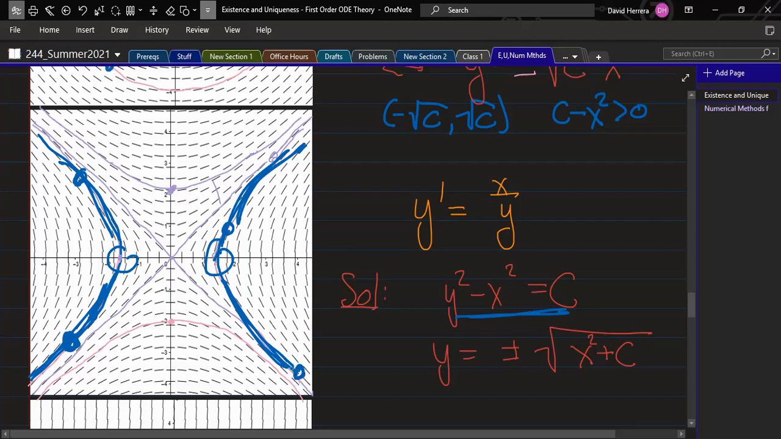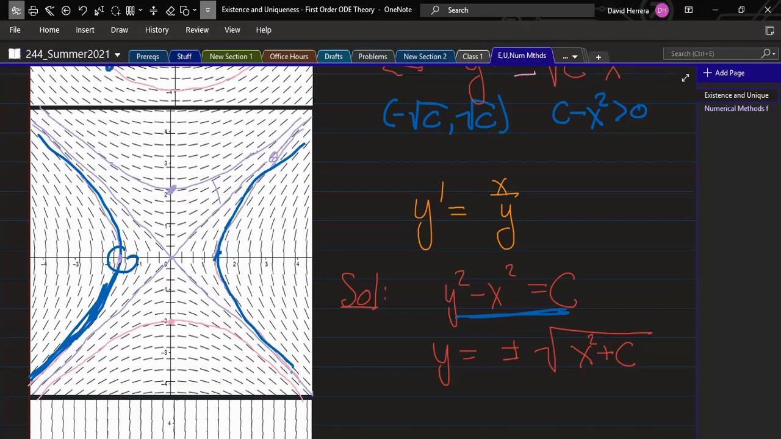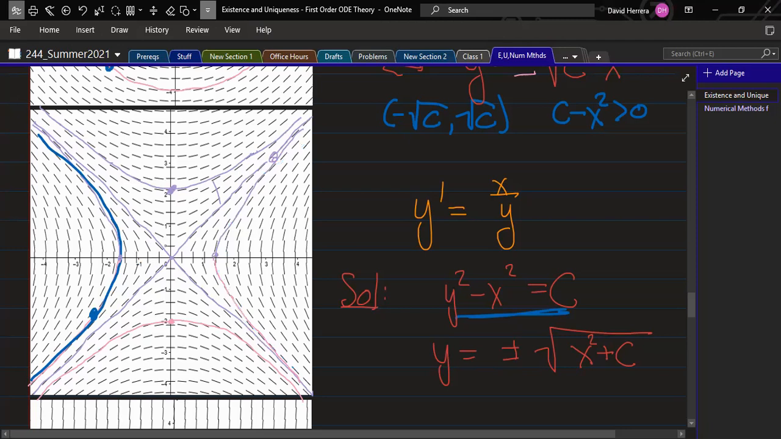So another thing that you can see is this weird particular point at 0, 0 where they cross. And that's where, again, it's 0 divided by 0. When y equals 0, that's causing these slopes here to be vertical.